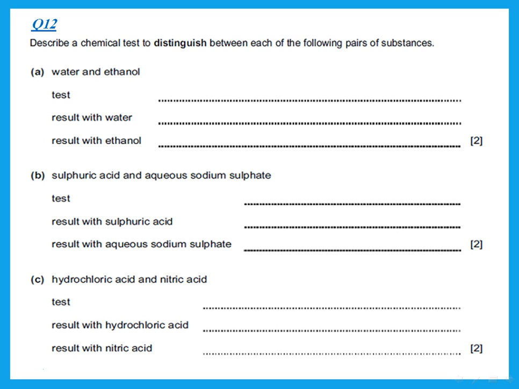For example, if I want to distinguish between water and ethanol, I can say add anhydrous copper sulfate. Now, this is test for which one? This is test for water. So with water, I will get, it turns from white to blue. With any other substance, I have no effect or no change.